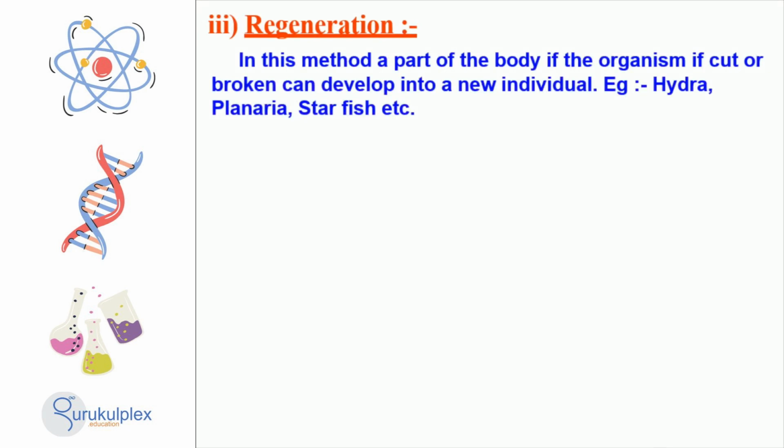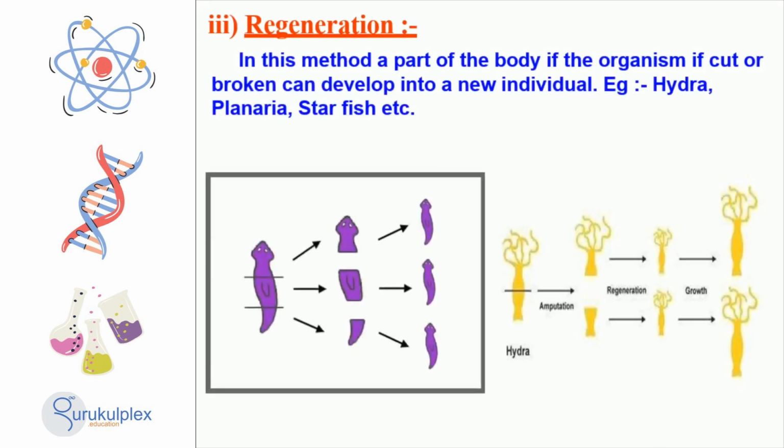Regeneration involves the capacity of an organism to form a new individual from a part of its body. Examples of organisms that can regenerate include Hydra, planaria, and starfish. This process is distinct as it enables organisms to replace lost or damaged parts and potentially exist for an infinite period of time through regeneration.